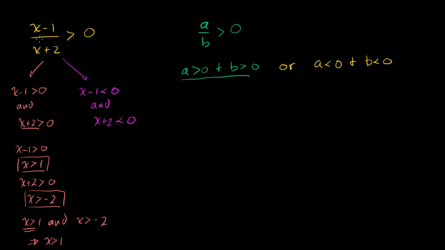Let's say x was 2. 2 minus 1 is 1. Over 2 plus 2, it's 1/4. It's a positive number. Now let's do the situation where both of these are negative.